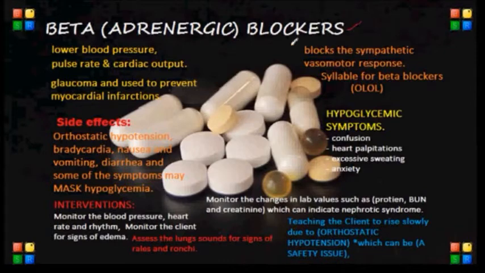Now, sometimes beta blockers are used to treat migraine headaches and other vascular headaches. Other uses include treating glaucoma, and obviously they are used to prevent myocardial infarctions.